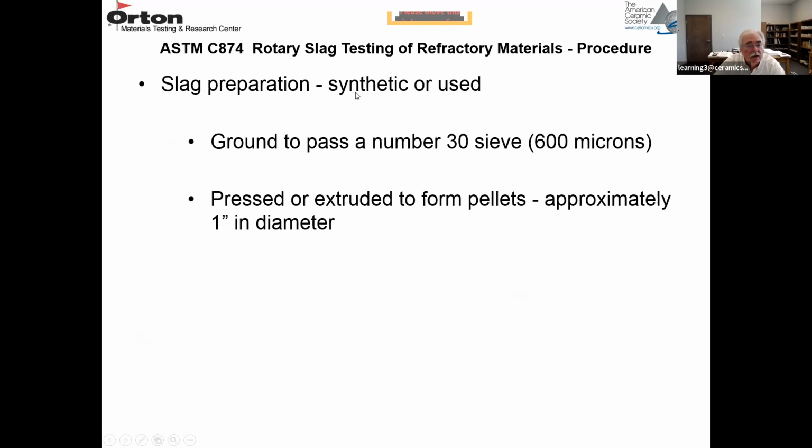The slag can be synthetic, or it can be used from an operation. If you want to test the refractory for a particular operation, it's probably best to get a used slag sample with all the impurities present in it. So you grind the sample that you're using to make the slag to minus a 30 sieve, which is about 600 microns. You take that powder and you press it or extrude it into some type of pellet, about a 1-inch diameter pellet. Those are the pellets you drop in the cold end of the furnace to form the slag.